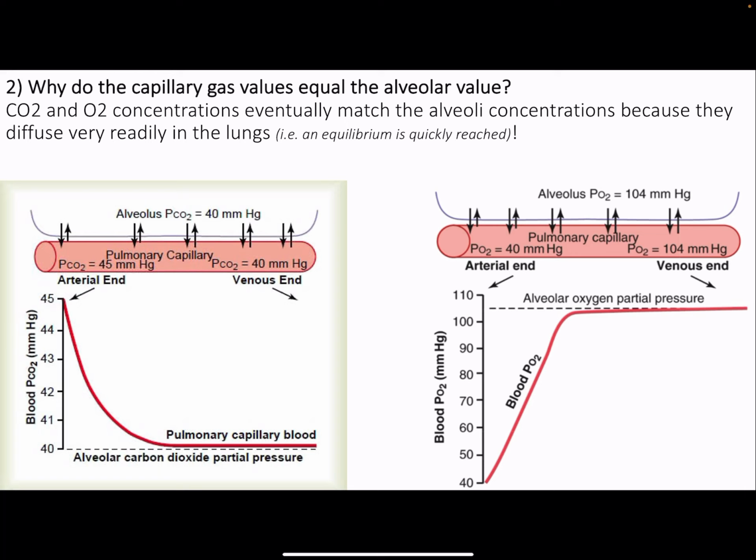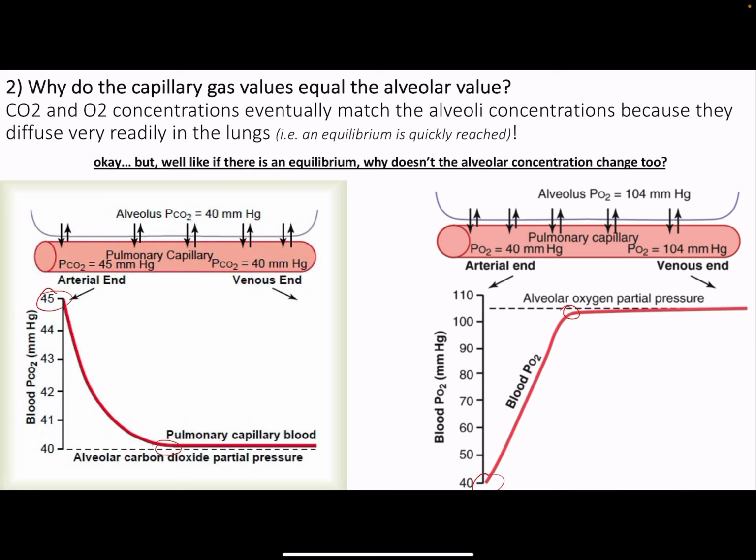Two, why does the capillary gas value equal the alveolar gas value? Well, there's equilibration. CO2 diffuses super well. Oxygen diffuses pretty well. And in a normal, healthy person, if I have 45 units of CO2 as it's coming into the alveoli, quickly the CO2 is going to come into equilibrium with the alveoli, and the alveolar one is at 40, so it's going to bow and become 40. Same thing over here. It's 40 coming into the alveoli from the pulmonary artery, and as it's leaving the capillaries, the pulmonary vein is now going to be about 100. It's going to match what the alveoli is. So it's perfusion limited. It's going to fully diffuse and equilibrium will be reached.